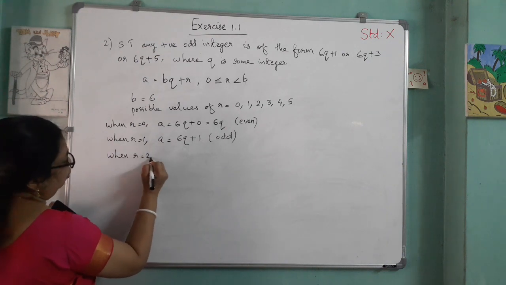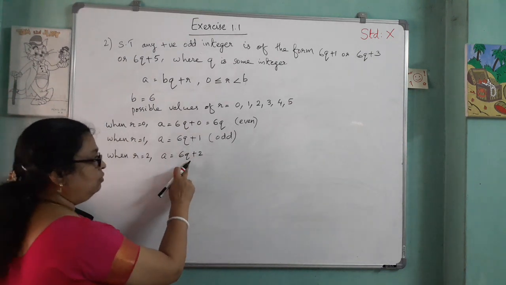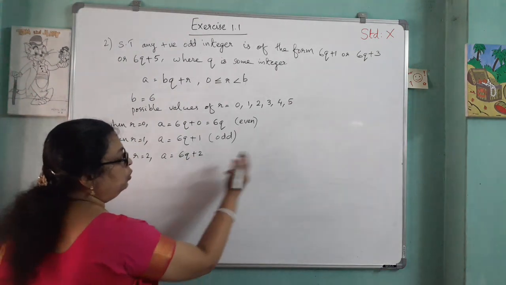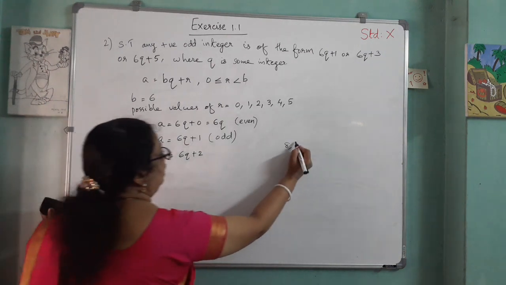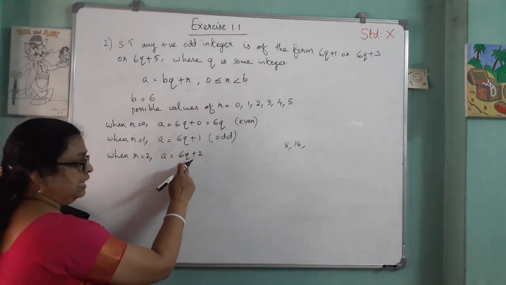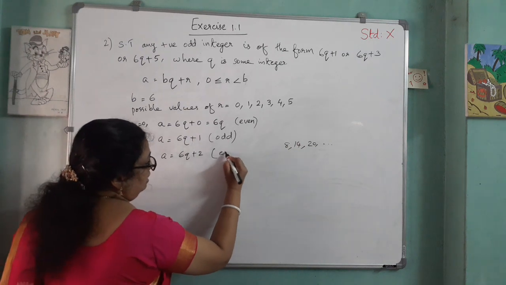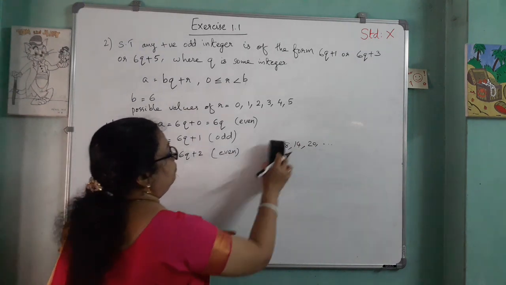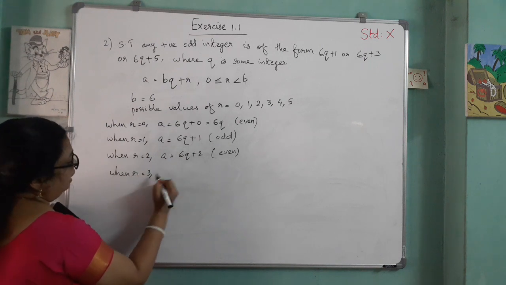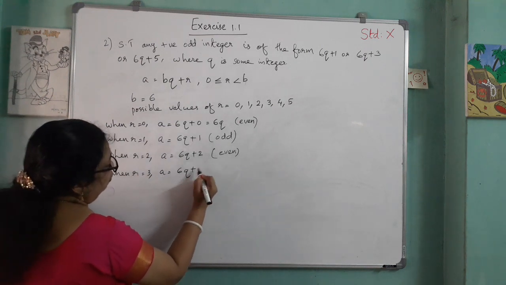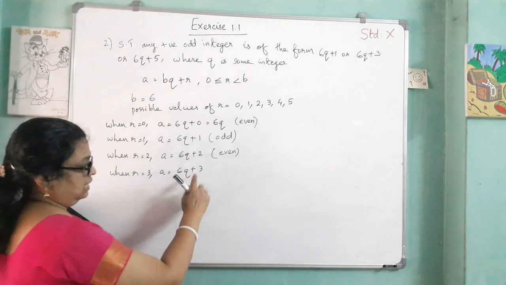Next, when r equals 2, a equals 6q plus 2. Here also q is equal to 1, 6 into 1, 6 plus 2, 8. Then q equal to 2, 6 into 2, 12 plus 2, 14. Then q equal to 3, 18 plus 2, 20. In that way, these are even integers. So this is even. And next, when r equals 3, a equals 6q plus 3. Here also q is equal to 1, 6 into 1, 6 plus 3, 9.